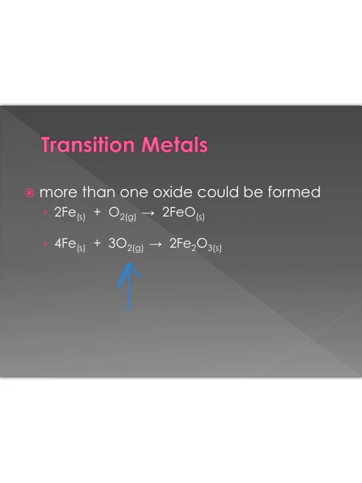Iron with a +2 charge and oxygen with a -2 charge gives us FeO as an empirical formula, again labeled as a solid. And then iron with a +3 charge and oxygen still with a -2 charge gives us Fe2O3, again labeled as a solid, as most ionic compounds are solids at room temperature. And so these equations are also balanced to have the same number of each type of atom on both sides.